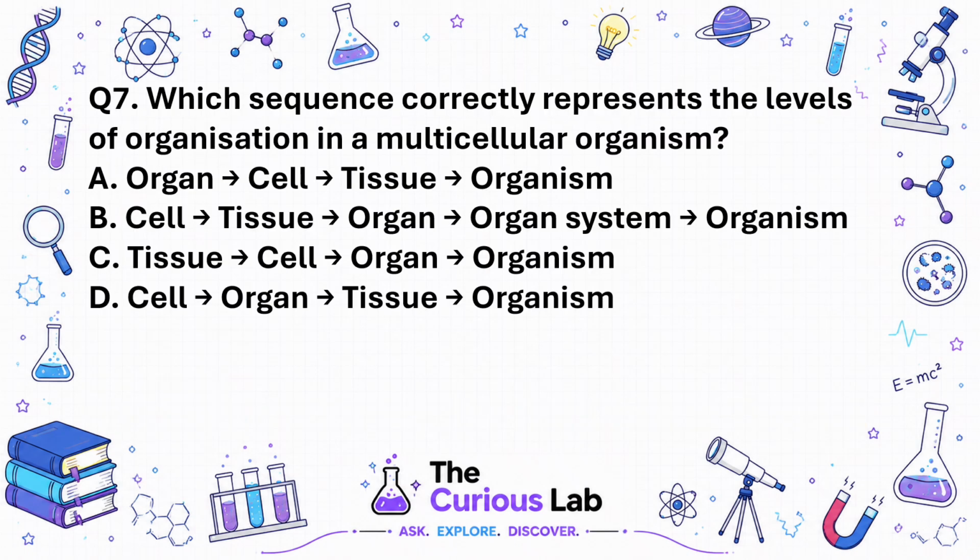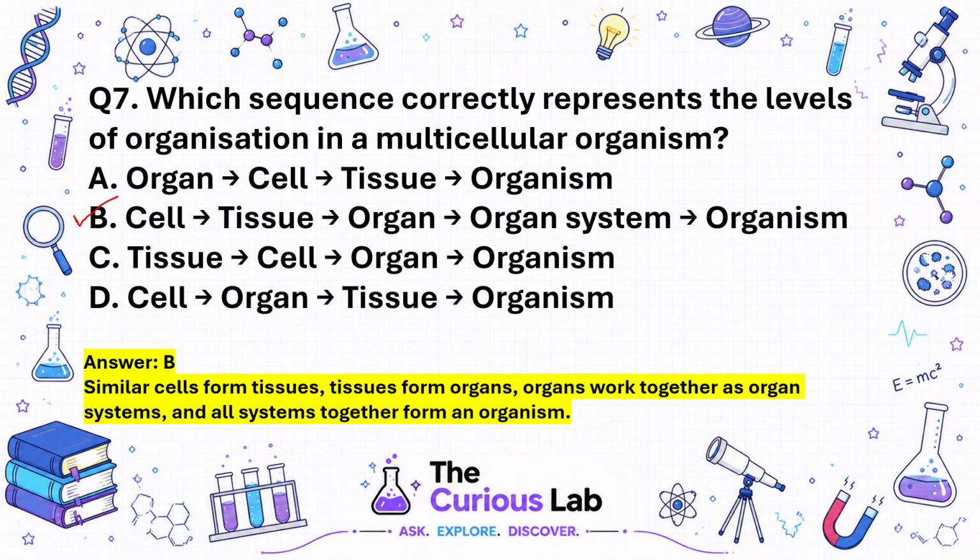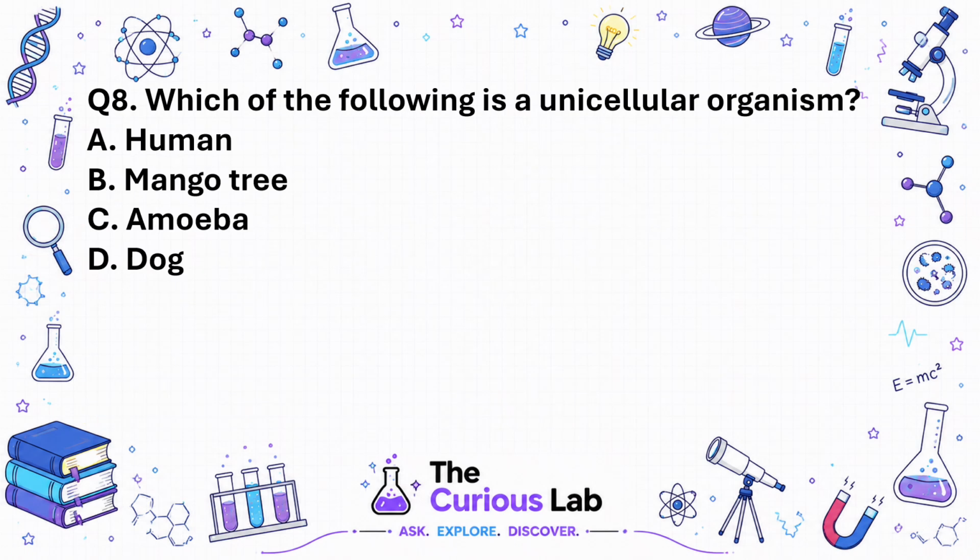Which sequence correctly represents the level of organization in a multicellular organism? We just now discussed that the basic unit is cells. Cells of the same type form tissue, tissues form organ and organ system, and then the complete organism. So the correct answer is B. Which of the following is a unicellular organism? The correct answer is amoeba.